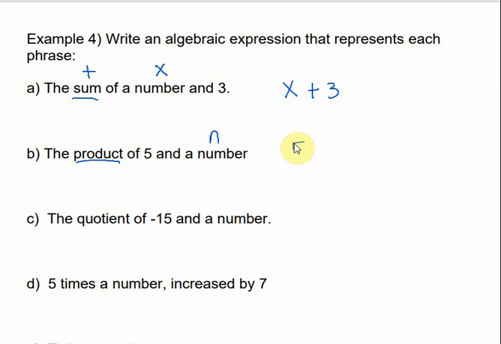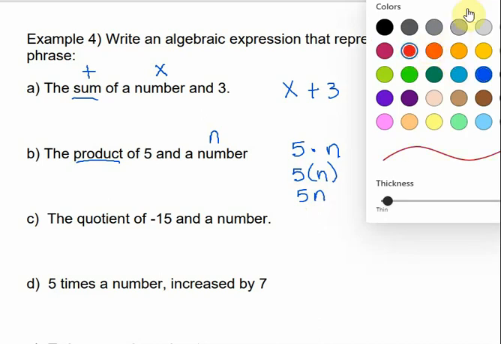Okay, so I can write the product of 5 and a number. I could either write 5, I can use a dot for multiplication. I could use parentheses to mean multiplication. Whenever I have a number and a letter, not two numbers, because if I wrote two numbers beside each other, like if I wrote 5 times 3, that looks like 53. So, of course, I can't do that. But if I have a number and a letter, or several letters, I can just write them beside each other, and that also means multiplication.